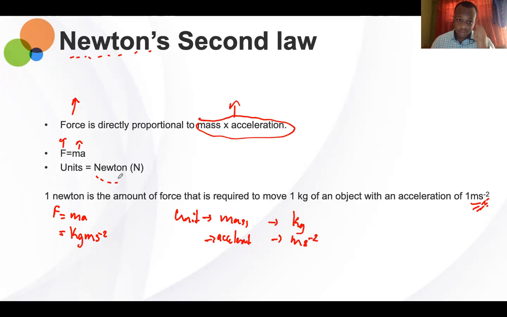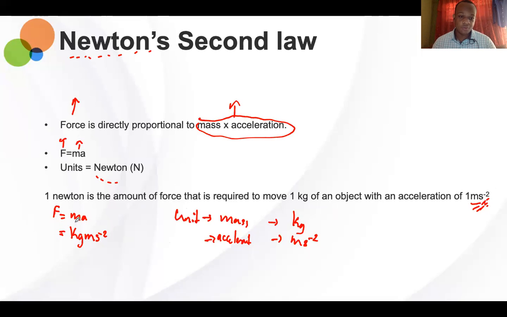Yes. All right. So this essentially means that 1 Newton is the amount of force that is required to move 1 kilogram of an object with an acceleration of 1 meter per second squared. And we see this coming up again, the unit for acceleration, right? So are we good? Yes, sir. All right. Now, as you said, F equals ma.